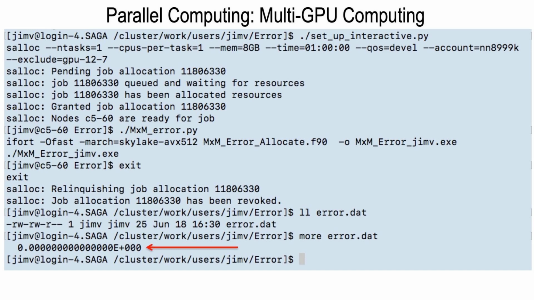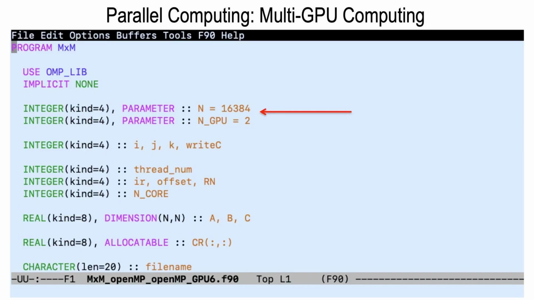In our Fortran program, we've chosen to split the matrix C over the J loop, the outermost index. Now, let's test splitting the C matrix over the I loop, the innermost index. I've created a Fortran program with the file ending 6, and for this test, we'll set n to 16384 and use 2 GPUs.